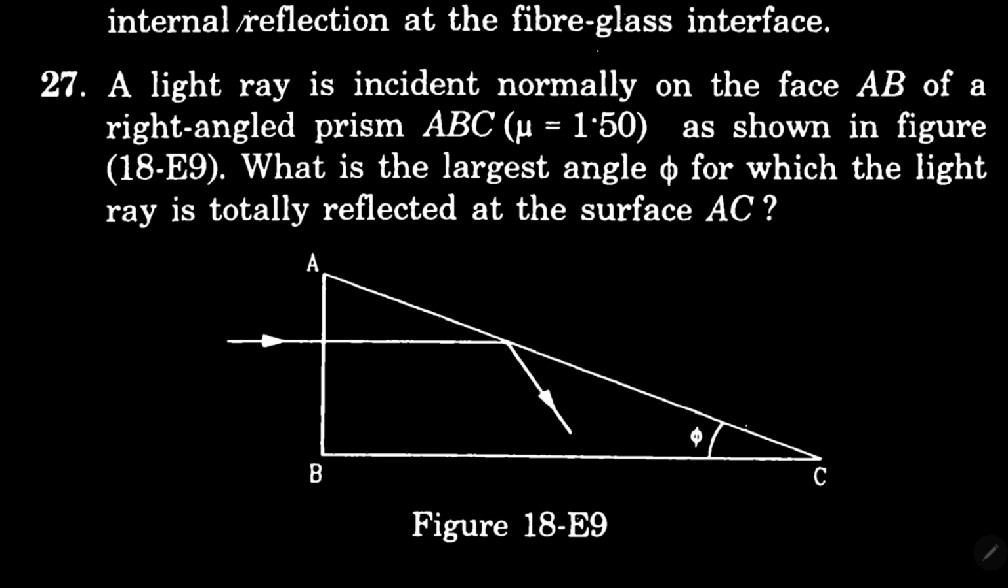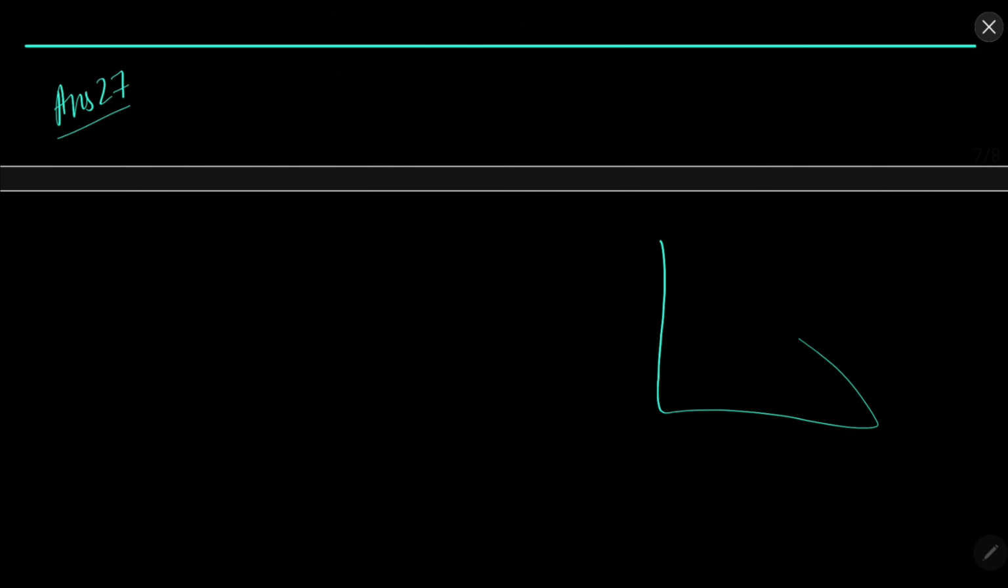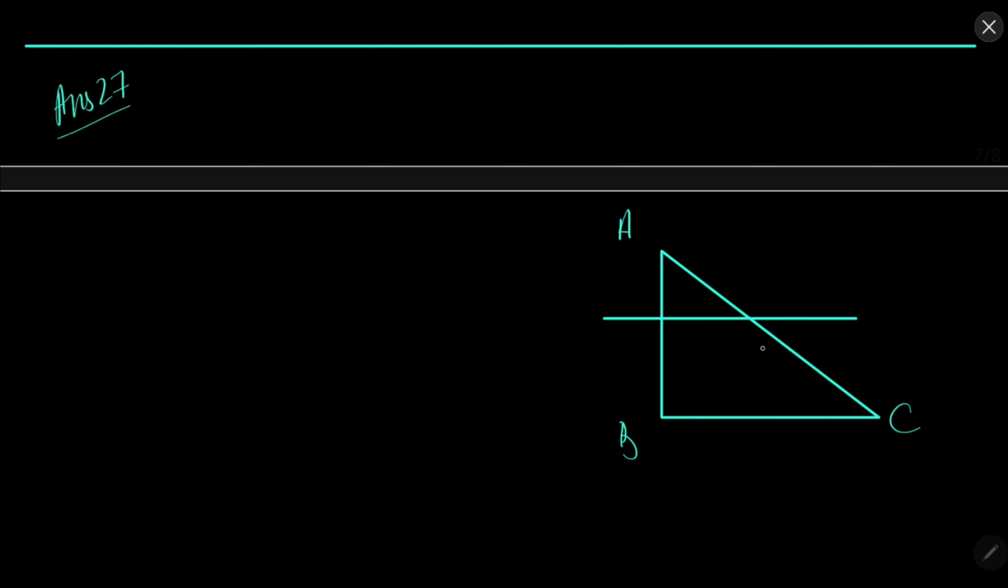In question 27, this figure is given to us. What is the largest angle phi for which light rays are totally reflected at the surface AC? Solution 27. So let me draw the figure as well. A, B, C, reflection. So let this be phi. So then this will be 90 minus phi, 90 minus phi. This is phi. This is 90.